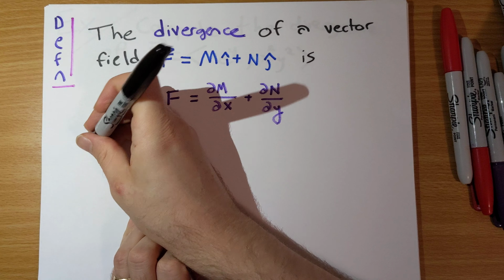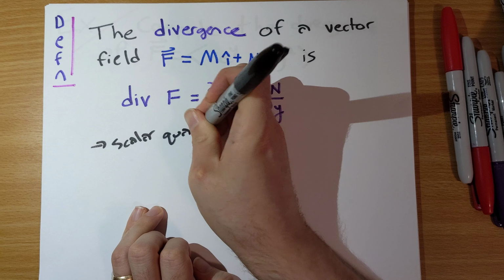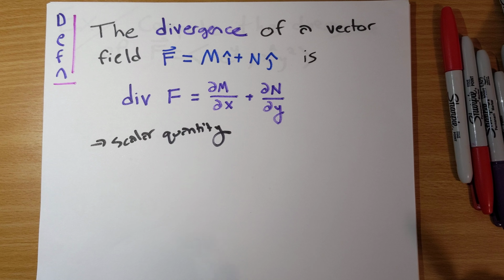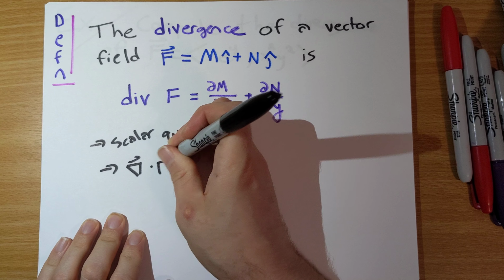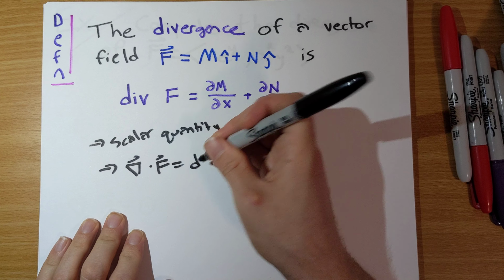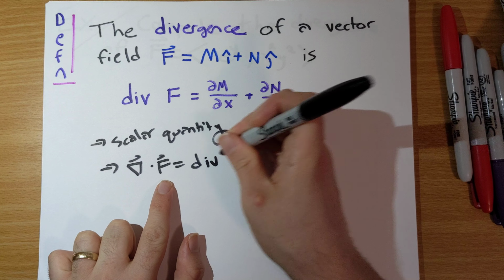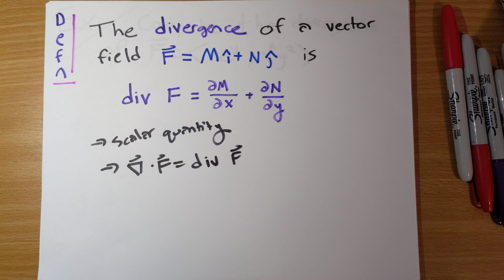Let me just point out here, this is a scalar quantity. It's always useful to emphasize what's scalars and what's vectors here. So this is a scalar quantity. Sometimes the notation that I will use for this will be del dot f. These are two different notations for the same thing.